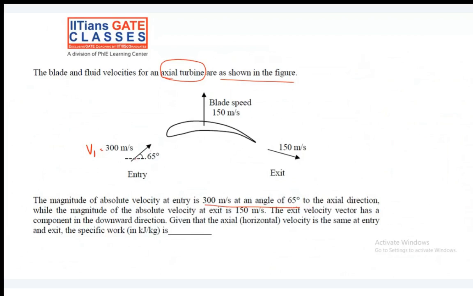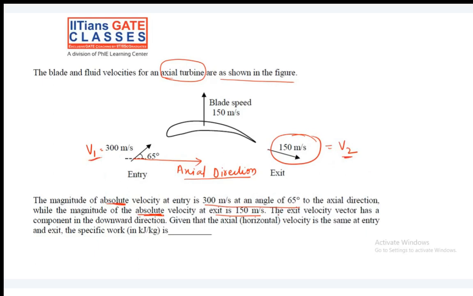So what is that axial direction? This is the axial direction. Mind the word direction. This is very important, it has mentioned that the axial direction is this one. While the magnitude of the absolute velocity at the exit is 150 meter per second. So I know that this value, 150 meter per second, is v2. Why? Because it has mentioned absolute velocity. That is why I am writing this one as v1 and this one as v2.